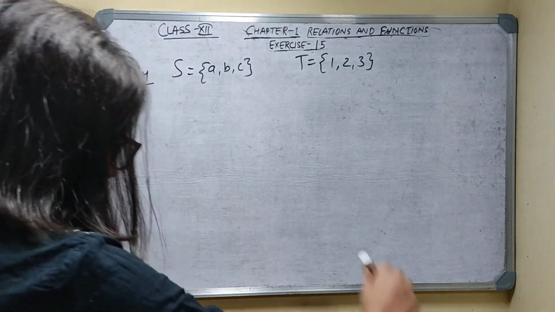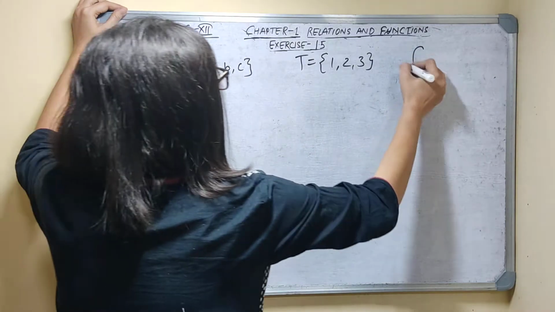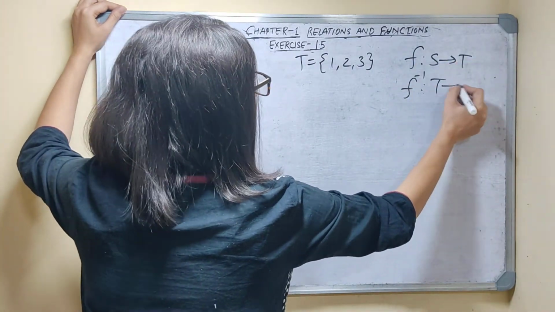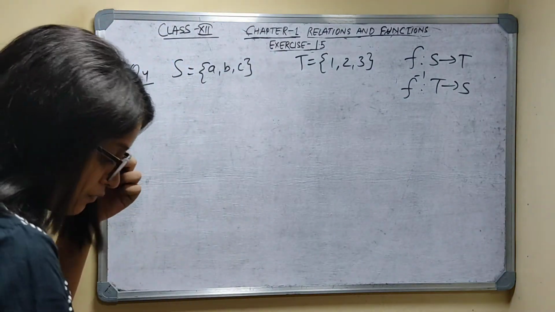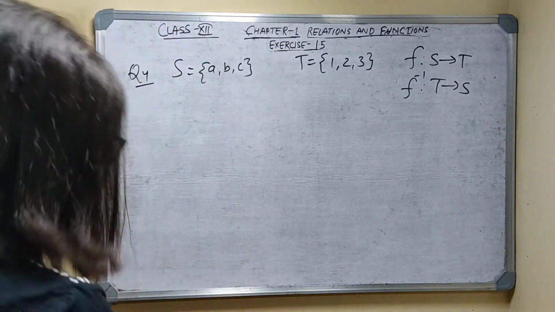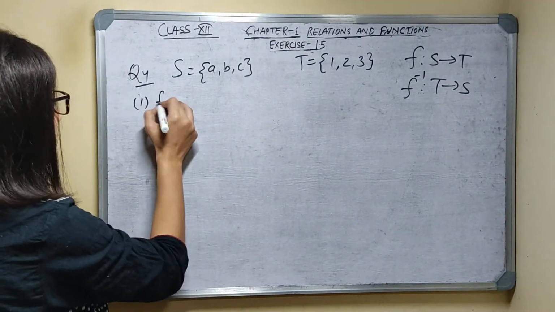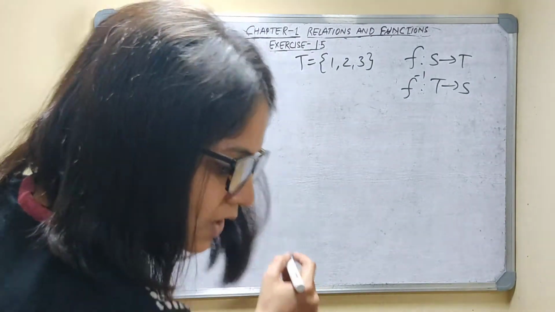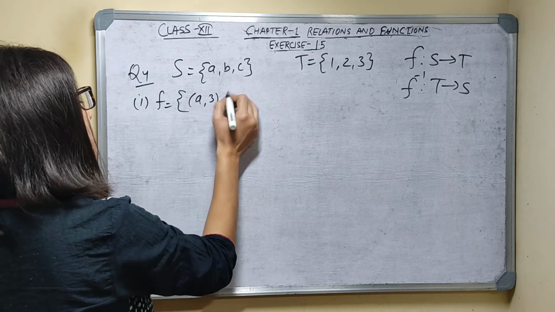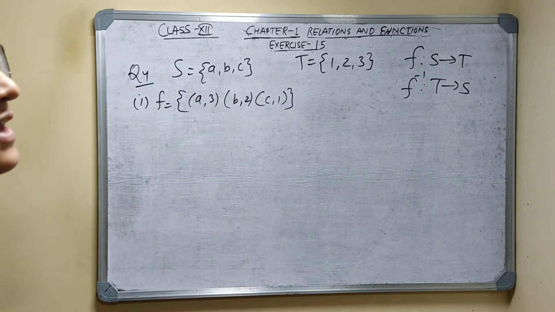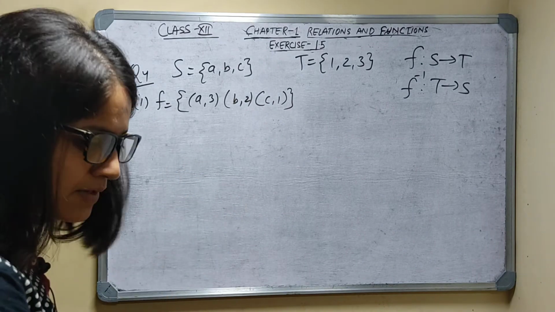Is it clear? First I will write f is from S to T. It is given. You have to find f inverse. It will be T to S. That is clear. f inverse is from T to S. So you have to find the inverse of these functions. Two functions are given. First part I am doing. f is equal to {(A, 3), (B, 2), (C, 1)}. Directly they are asking for functions f from S to T.